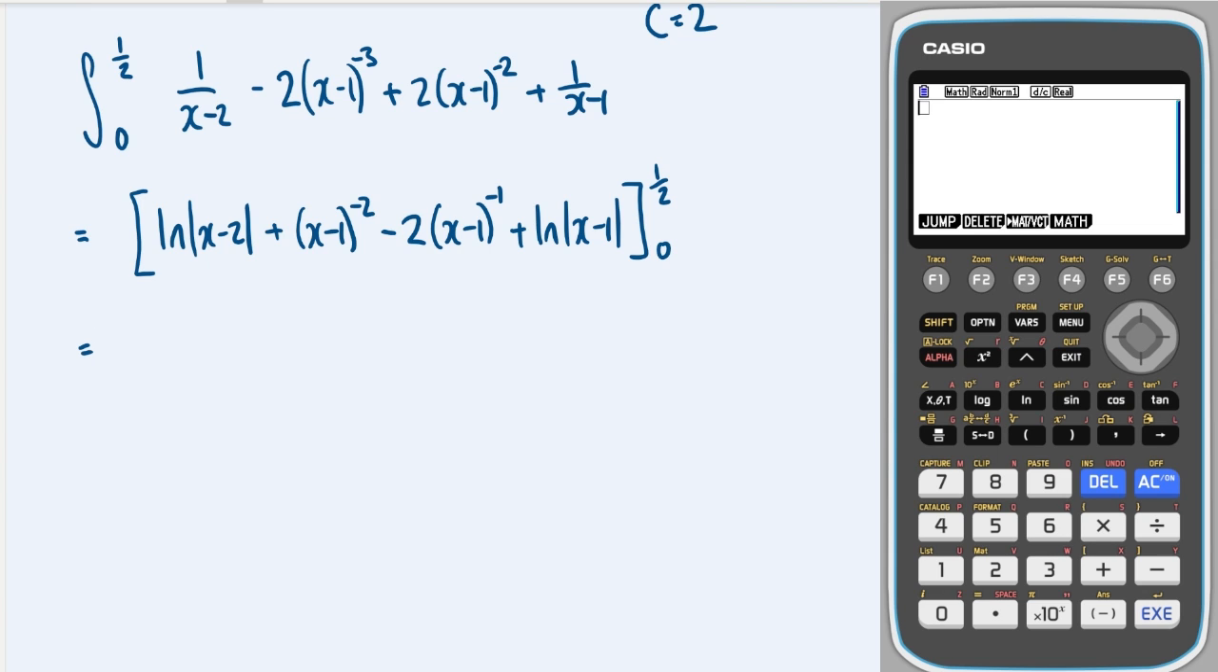Okay, so subbing in, we will get ln of minus 1/2 minus 2 is minus 5/2, but the modulus sign will save us. So that's ln of 3 over 2. Here we have a half minus 1 is minus a half. And then square it is a quarter. And then flip it is going to give me 4.